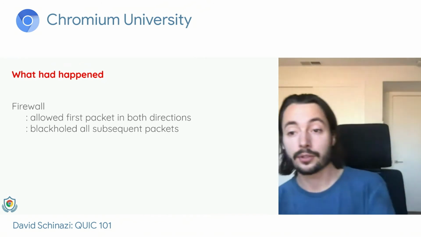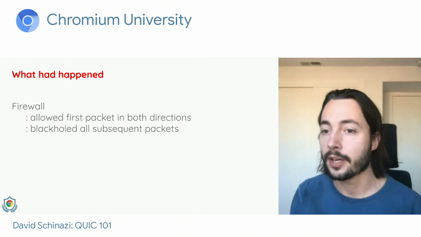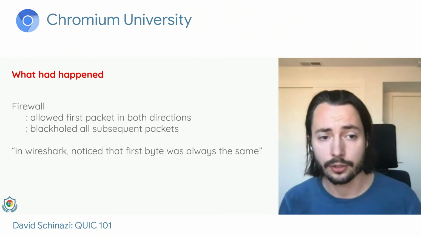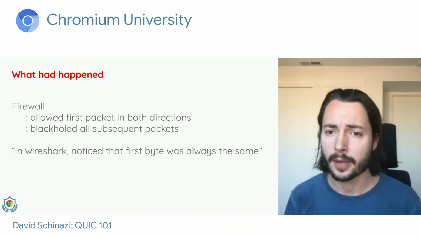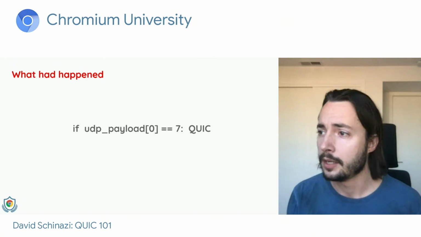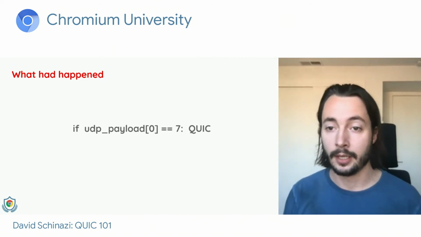It turns out some firewall vendor had decided that they didn't read any of the specifications. They just looked at Wireshark and said, oh, the first byte is always 7. So that's a property of QUIC. The first byte is always 7. Let's put this in our code. If the first byte of the payload is 7, it's QUIC.